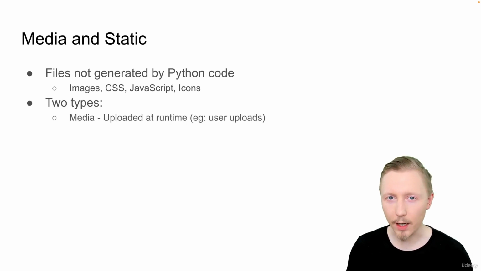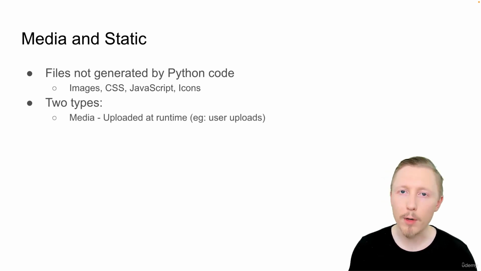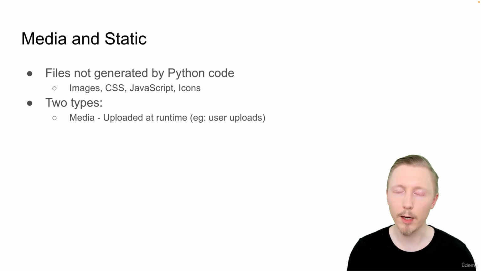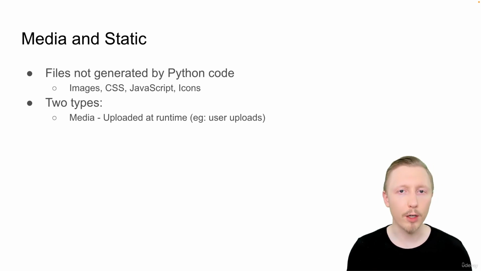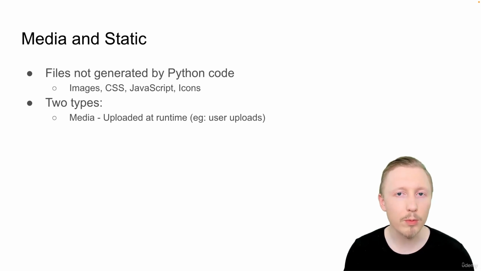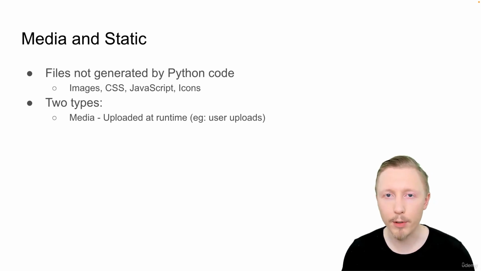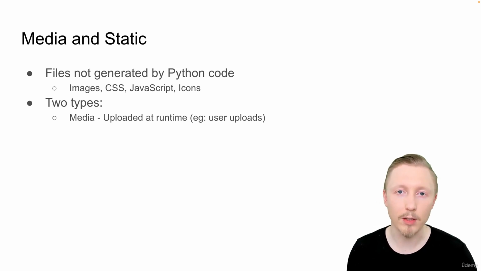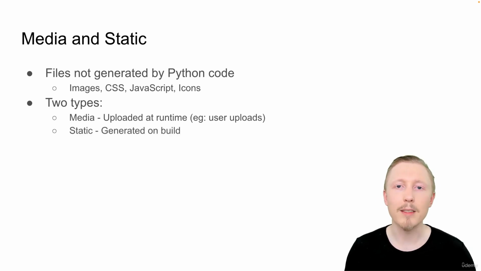One is media, and these are files that are uploaded by the user at runtime. So these are not files that are included with the source code of the project. They're files that are uploaded as part of the running application. An example of this would be a user uploading a profile picture or a user uploading a recipe in the case of this course. The other type is static.